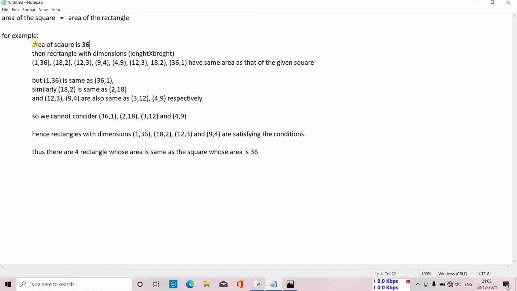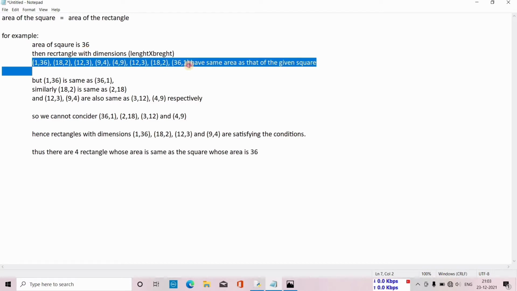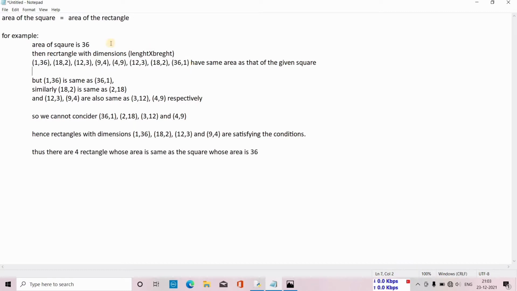As you can see over here, I've written the area of the square is 36. Suppose this is the input given by the user. Then we can find the dimensions. For example, 1, 36, 18, 2, 12, 3, 9, 4, 4, 9, 12, 3, 18, 2, and 36, 1 are all the dimensions of the rectangles which satisfy the condition. That is, if you multiply 1 by 36, 18 by 2, 12 by 3, we get 36 as the answer. Hence, the rectangles with these dimensions have the same area as that of the given square.